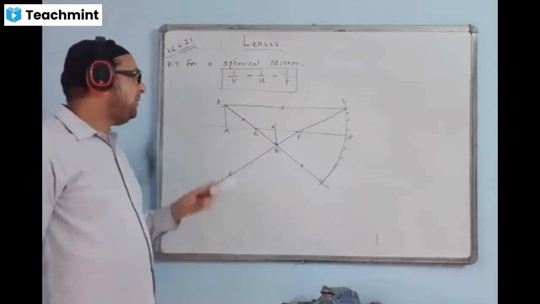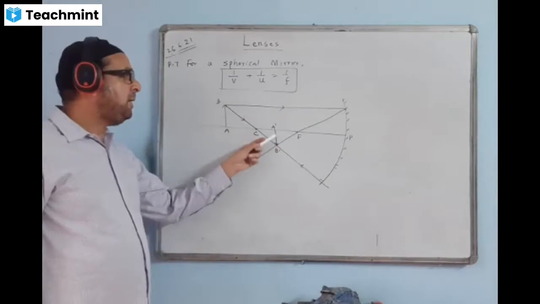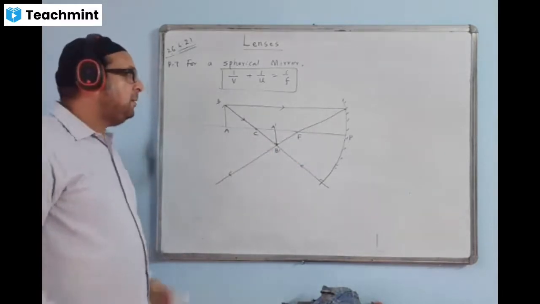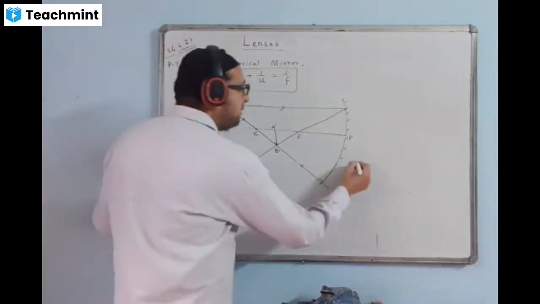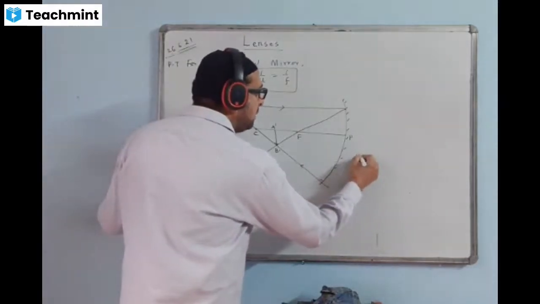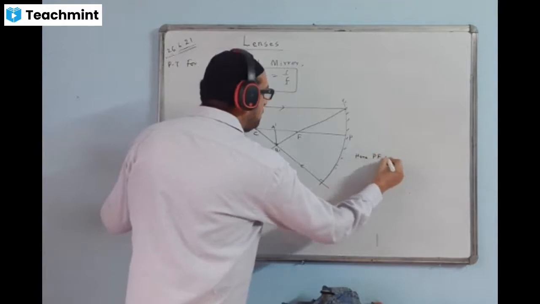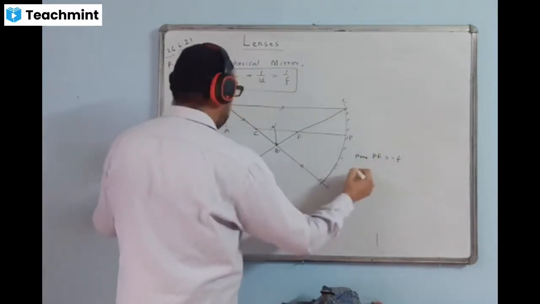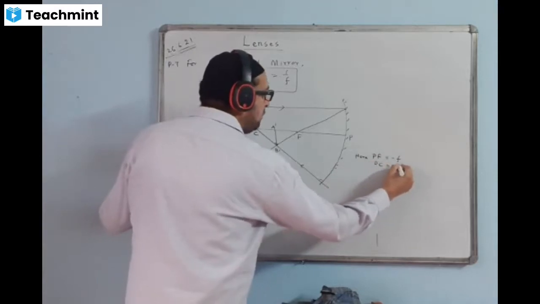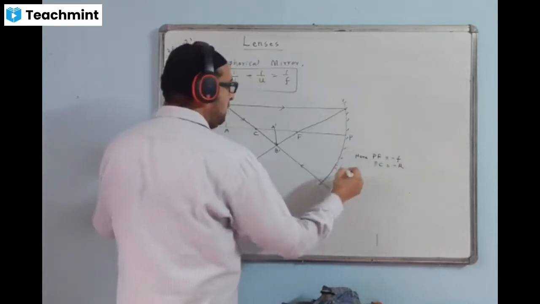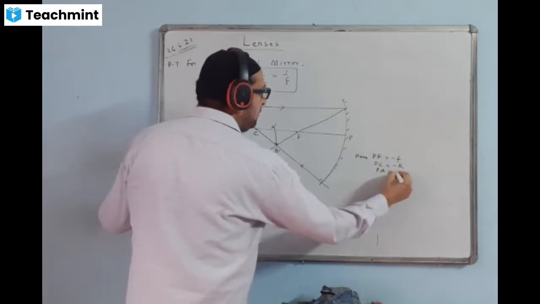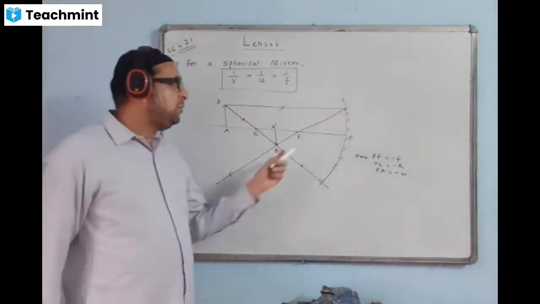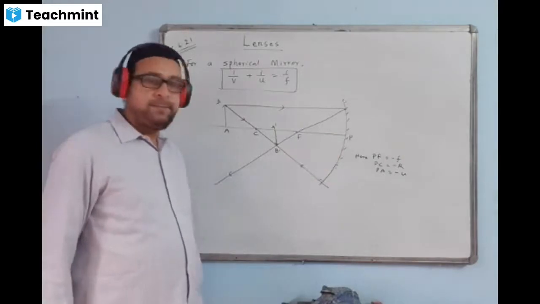Now we have shown the object, image, and the focal length is PF. You can write out here PF is equal to F with the minus sign. PC is equal to minus R, and PA equal to minus U. P to A. All the distances you are measuring from the point P.